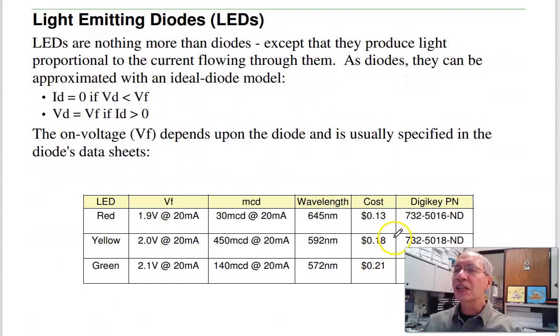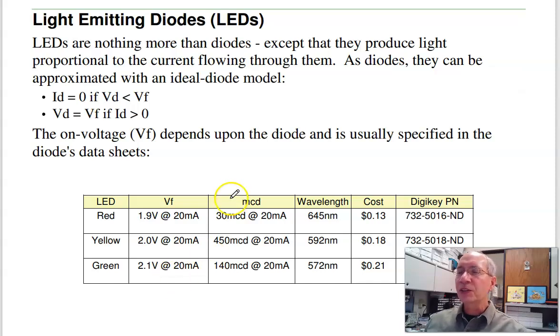So that's kind of the analysis of diodes. An LED, a light emitting diode, is just a diode. So the previous analysis that we had works on LEDs just as well. The difference between LEDs is the on voltage varies. The material determines the on voltage. The material tells you the color of the LED.